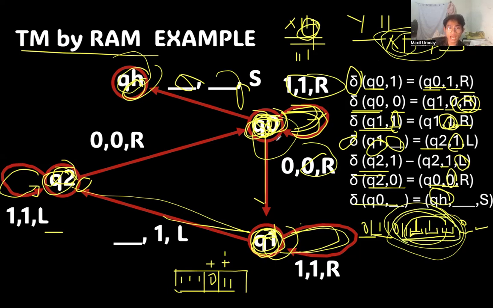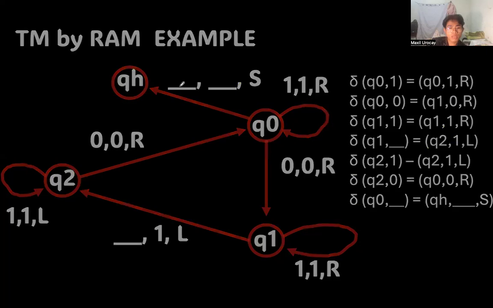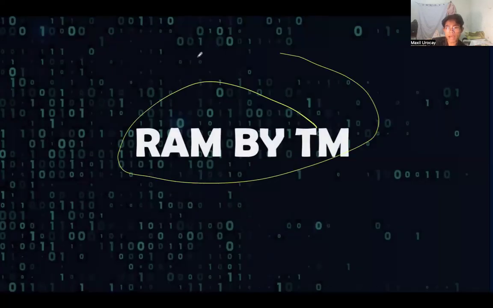So that is how it works for the Turing machine by RAM simulation. We will move on to the next one, the RAM by Turing machine. So let's take it one by one. For the RAM computable by performing the Turing machines as well.